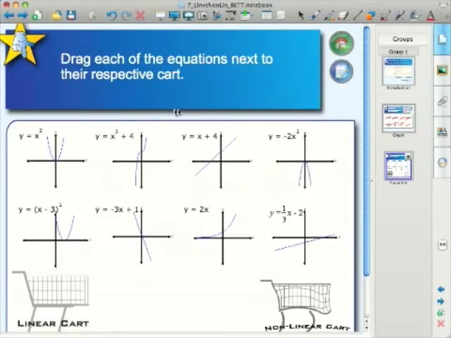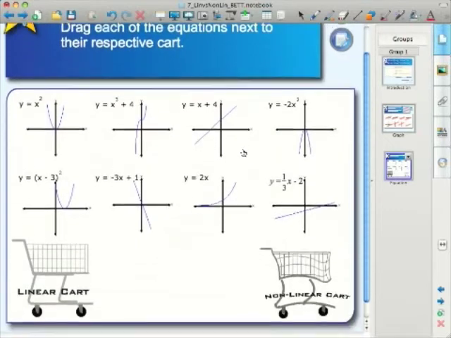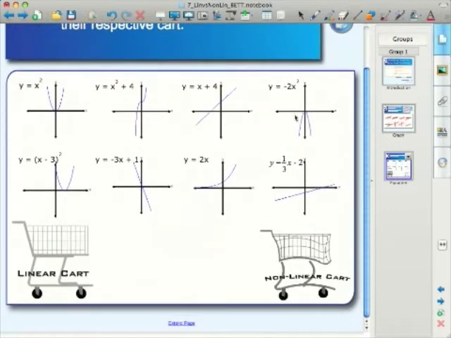In a similar way, I've created, using the same graphs, their equations. And now I've infinitely cloned the equations, and I can have the students drag and drop all the nonlinears by the nonlinear cart and all the linears by the linear cart.